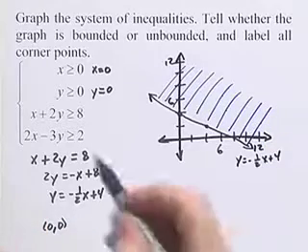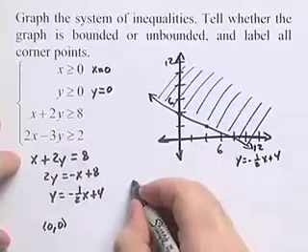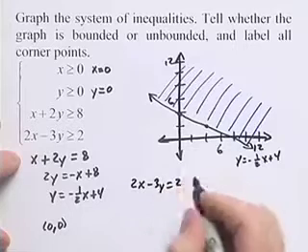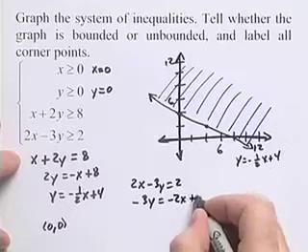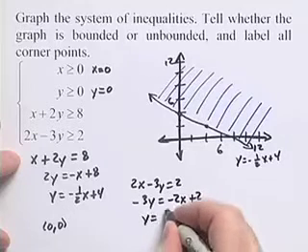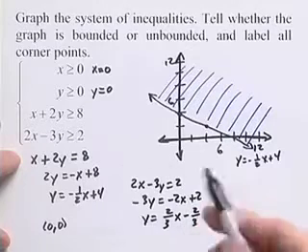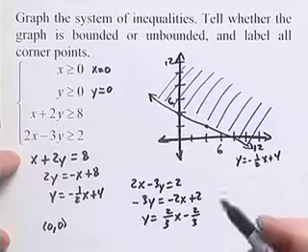Next, we'll look at our last inequality. 2x minus 3y is greater than or equal to 2. We'll again treat that as an equation. 2x minus 3y equals 2. Solve for y. Negative 3y equals negative 2x plus 2. So y is equal to 2/3 x minus 2/3. The inequality is not strict again, so we're going to graph this line with a solid line.